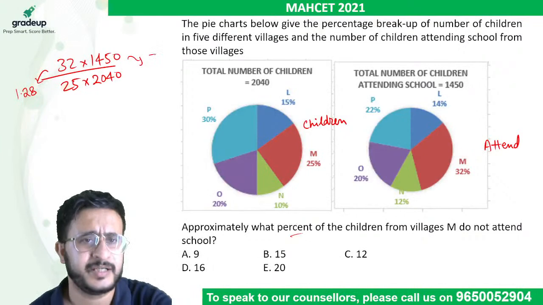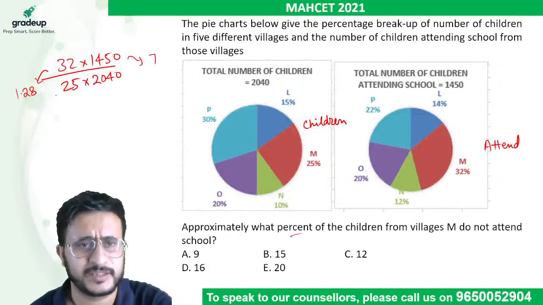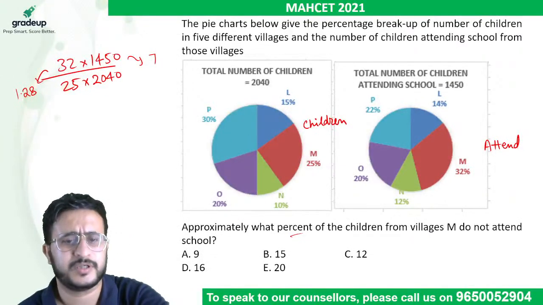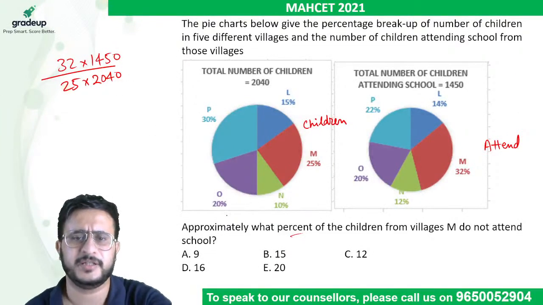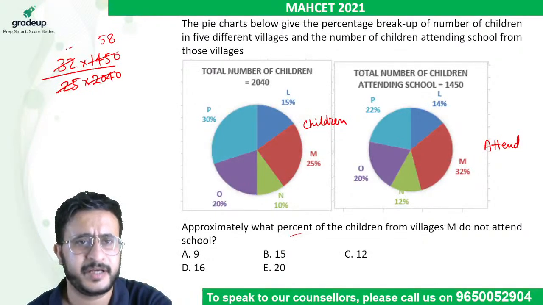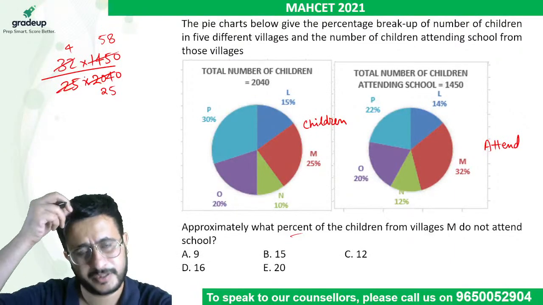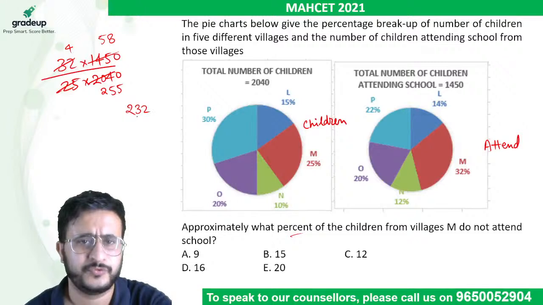And this is approximately 70. This will give you close values. I think this is a better way here because the values are close, so let us calculate this way. That will be 58. If you divide, you can divide by 8. So let us try by 8. 25 is 200, 255. So that is 232 by 255.